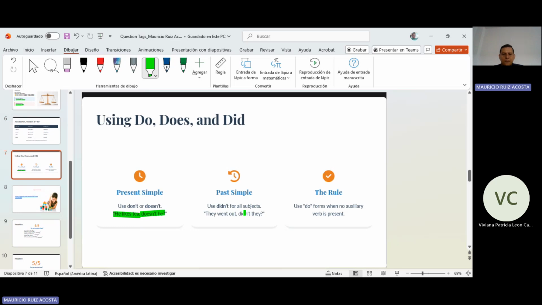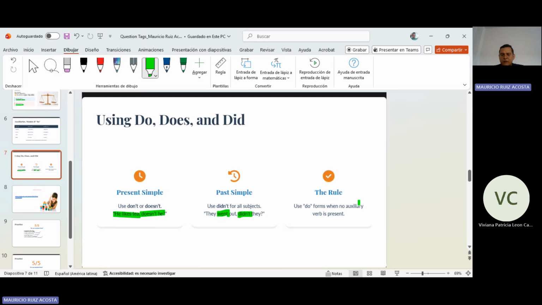And the second one, the past simple, works in the same way, because we use did for all the subjects. For example, they went out. When the verb is negative in the past simple, we use didn't, the auxiliary verb, to form the tag question.